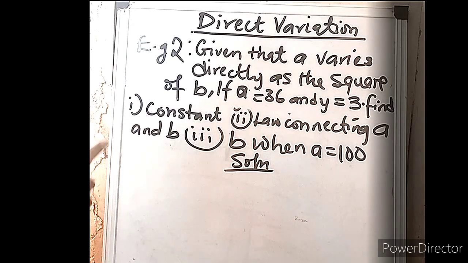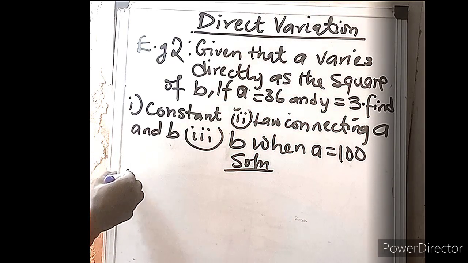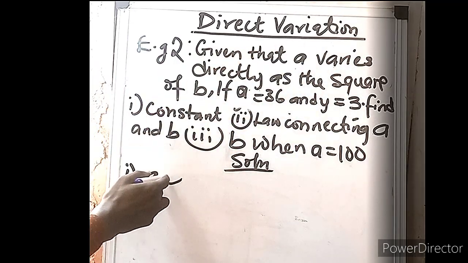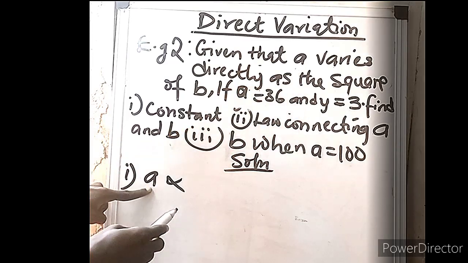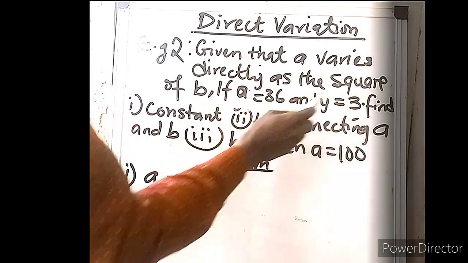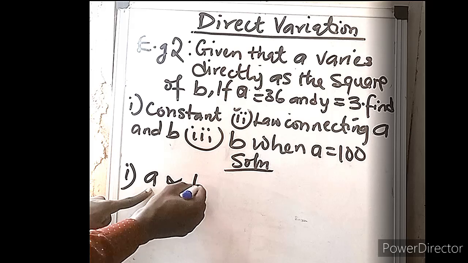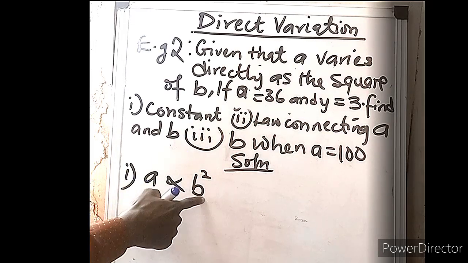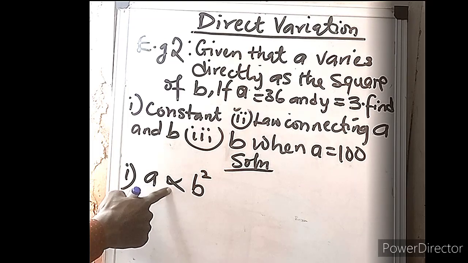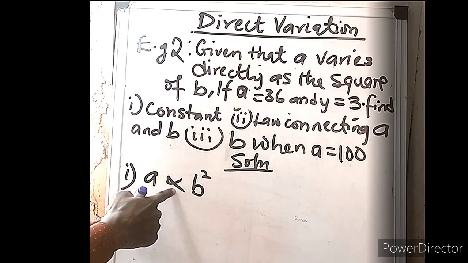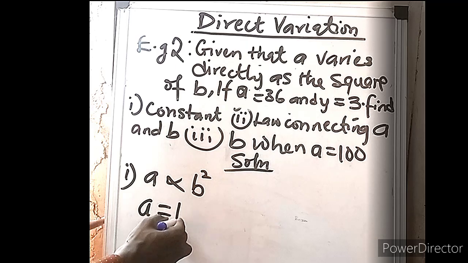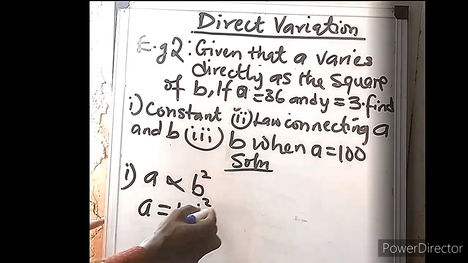So let's quickly go. The first thing is to state our formula. Given that A varies directly as the square of B, not just B, the square of B. B square means B raised to the power of 2. Therefore, the next step is to replace the variation sign with equals k. So we are replacing this with equals k. Remember, A equals kB square.